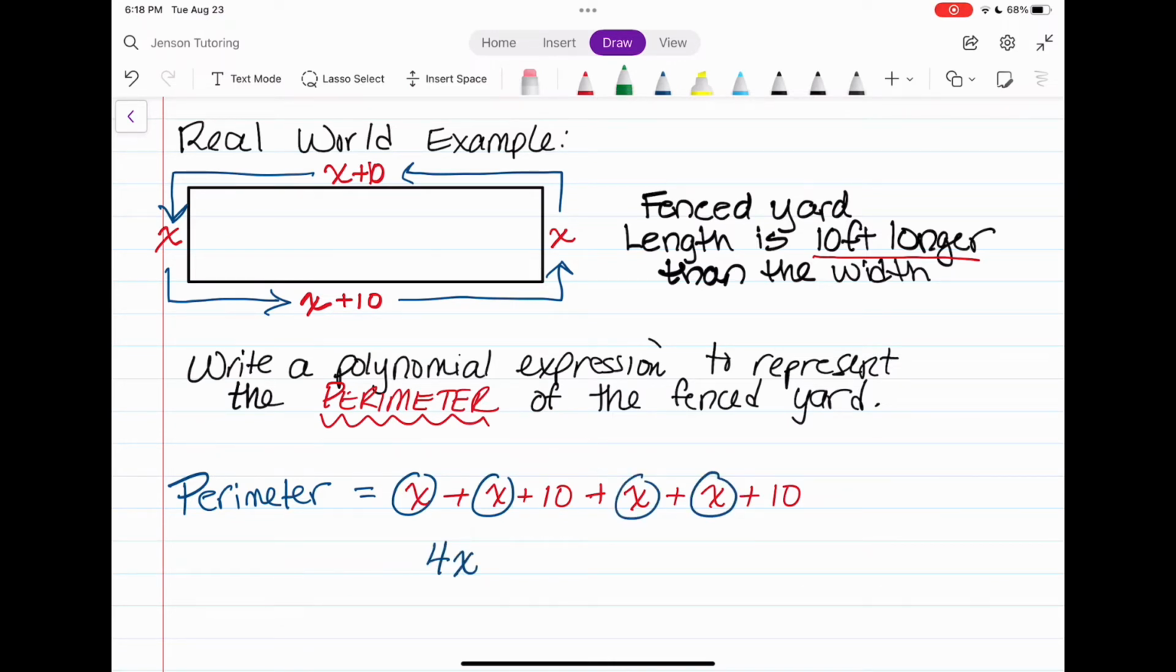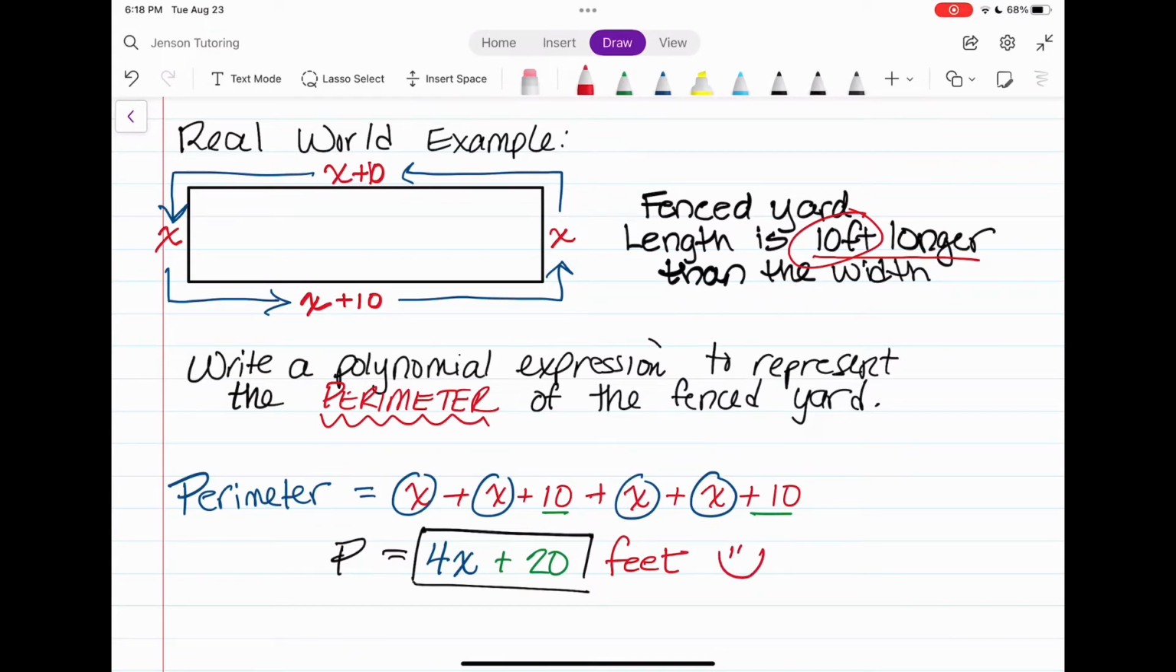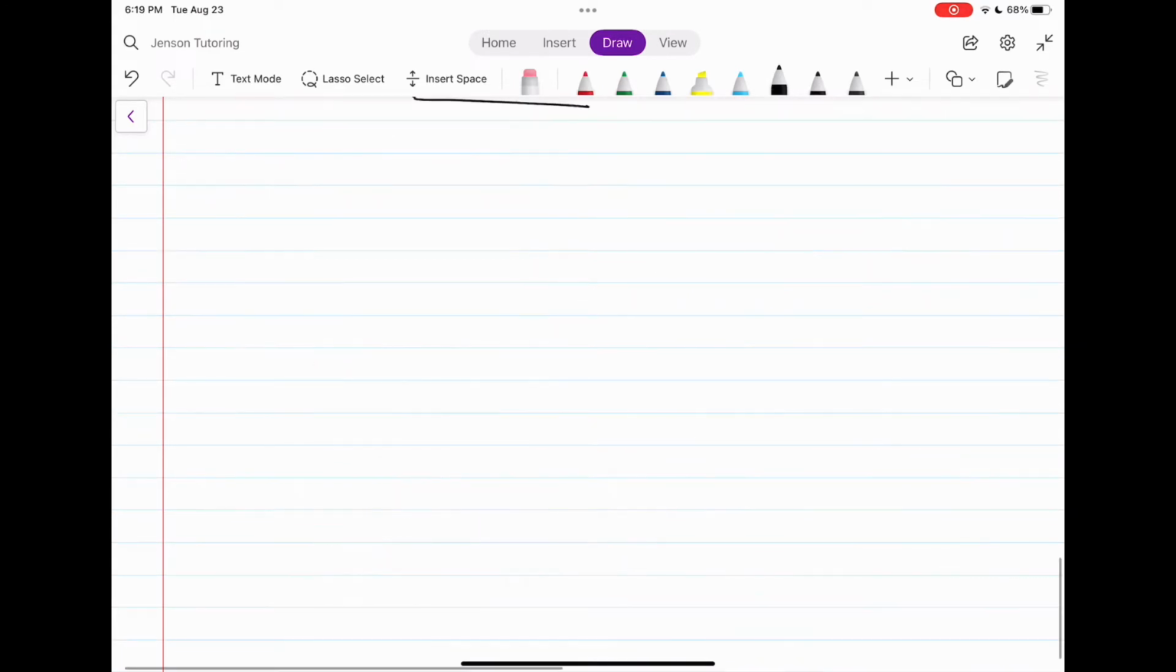So technically, if it says write an expression, you don't need the perimeter is equal to our answer. But if it were to say write an equation, you always have to have the equal sign when you write an equation. Okay, so let's move on and let's do some problems with multiplying polynomials.